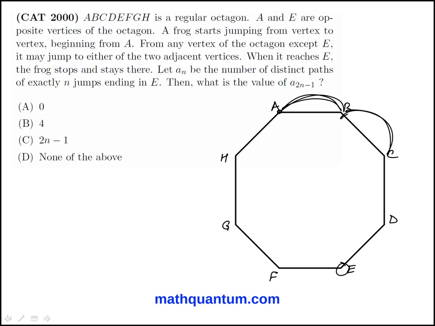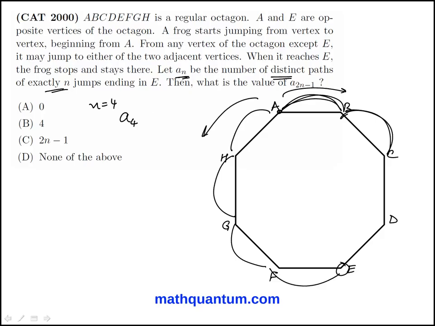and then once it reaches E, it stops. So the question is, if A_n is the number of distinct paths of exactly n jumps ending in E, so for example, if the frog were to just make it directly to E, that would be 4 jumps. So n here is 4. And then the question is, how many distinct paths can be exactly 4 jumps? So there's only 2. One is going this way, one is the other way. So A sub 4 is 2. So that's just a special case.